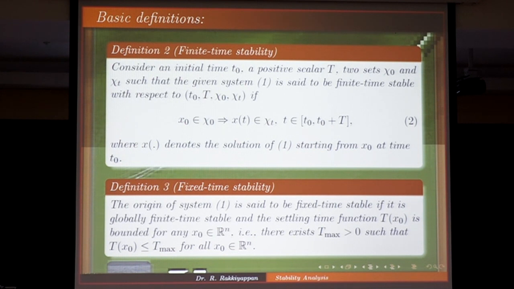We have another definition, fixed time stable. The additional thing is we can calculate the settling time T max. If it is finite time stable and we also have a settling time function T of x naught, we want to calculate T max. There is a positive real number T max such that T of x naught is less than or equal to T max. This is true for all initial conditions. You can vary the initial condition, and your T max will be fixed. So we want to estimate the settling time for fixed time stability.